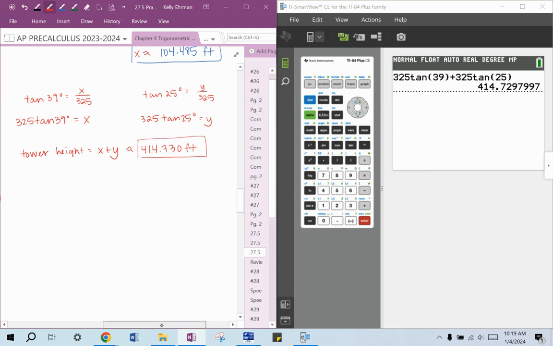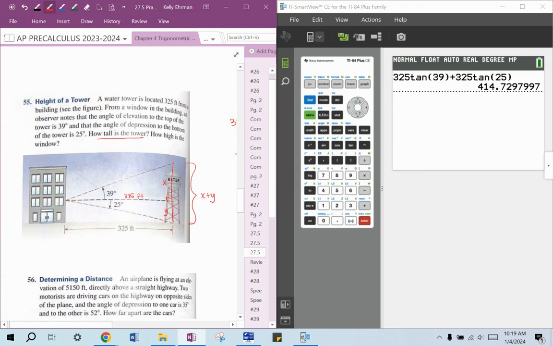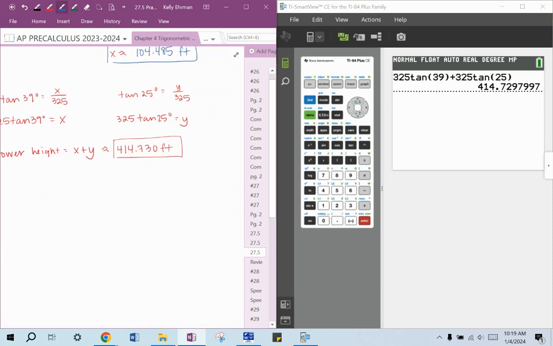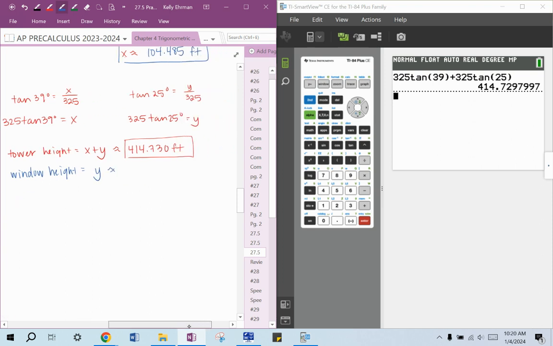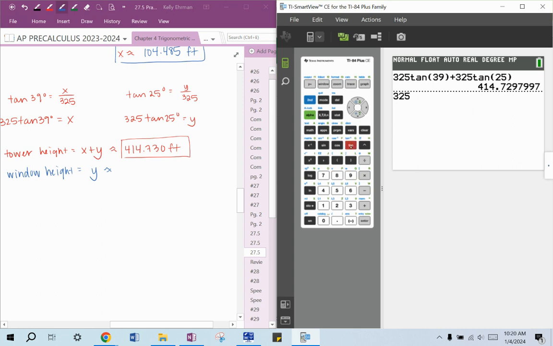There's a follow-up question. How high is the window? So how high is the window? Well, that's just the length of y. So y, I just want to make sure I type in the right one. Write this down. The window height is just equal to y. And y was 325 times the tangent of 25. So that's 151 points. That's going to be 550.